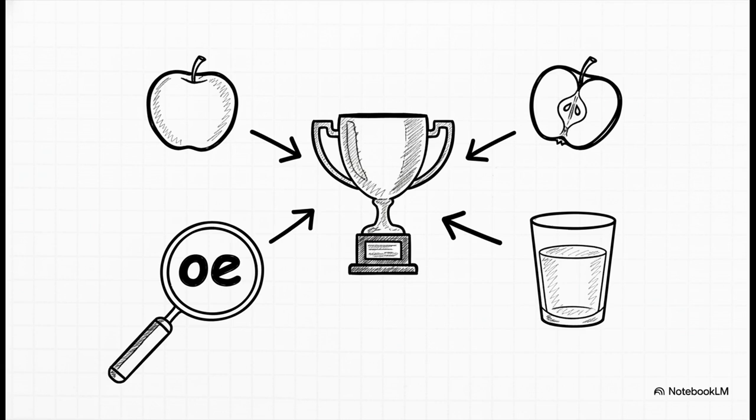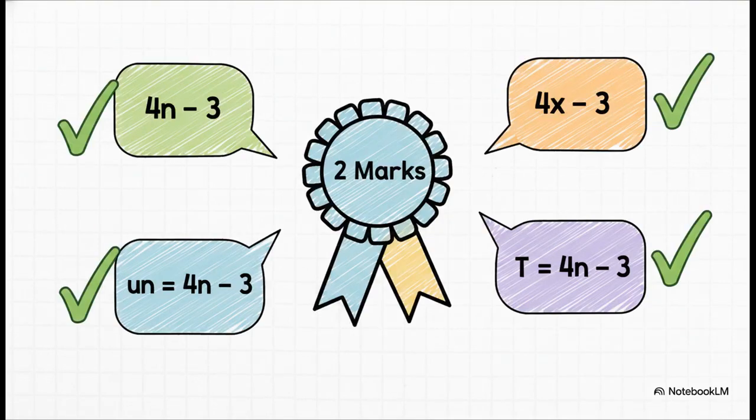So that OE is just shorthand for "or equivalent." It's the mark scheme's way of saying, hey, there's more than one way to write this down correctly. The examiner is actually allowed to accept a few different formats. So what does that actually look like? Well, obviously 4n minus 3 is perfect. But look at this, you could have written 4x minus 3 instead of using n, and that's totally fine. You could even write it as un equals 4n minus 3 or t equals 4n minus 3. As long as that 4n minus 3 part is there and correct, you're getting those 2 marks.